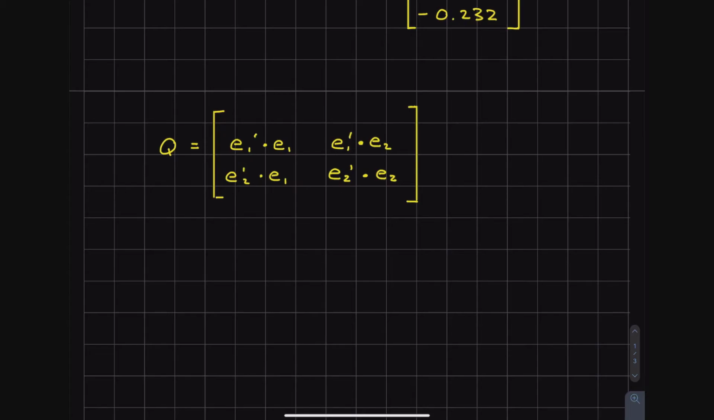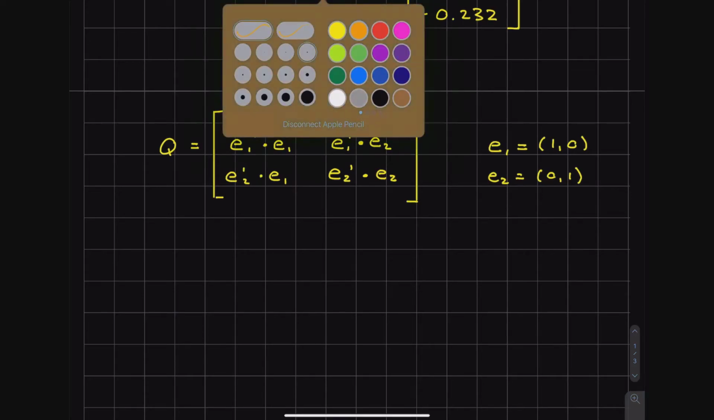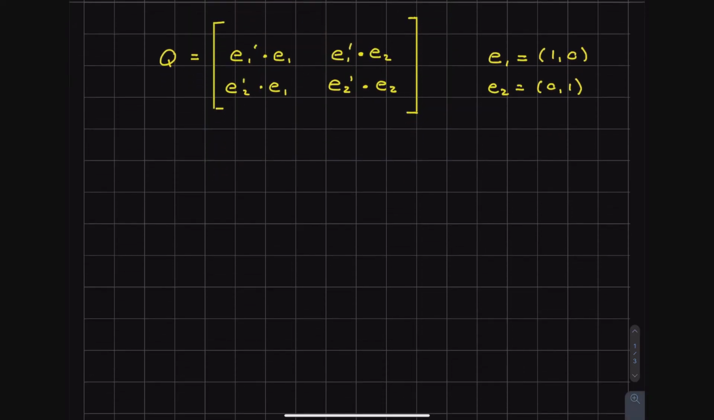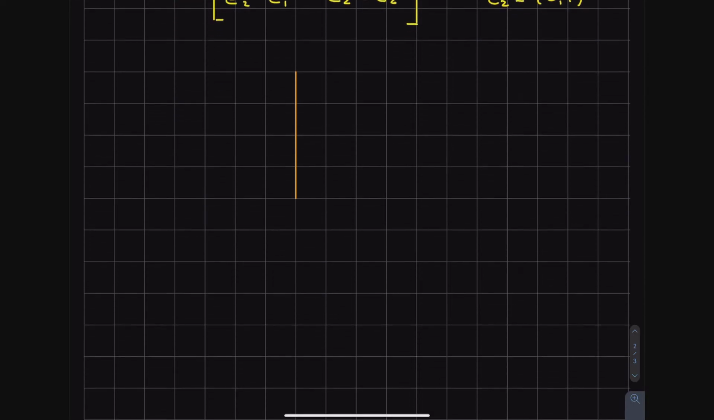If we just remember from before, E1 is 1, 0, and E2 is going to be equal to 0, 1. So that's nice and easy from before. So the question becomes, what is going to be my E2 prime and my E1 prime? What I'm going to do really quick is draw another coordinate system, and I'm going to put our new vectors in.